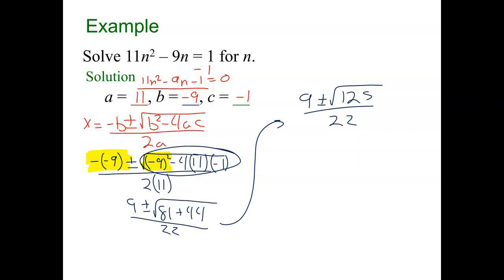Now, can I simplify the square root of 125? Okay, by what? 5 times 25, so 9 plus or minus the square root of 25 times 5 over 22. What's the square root of 25? 5. So plus or minus 5 square root of 5 over 22. Yay, we did it. That's it.